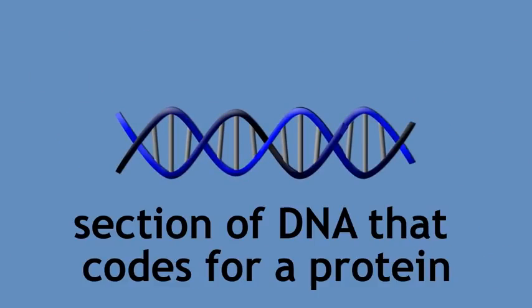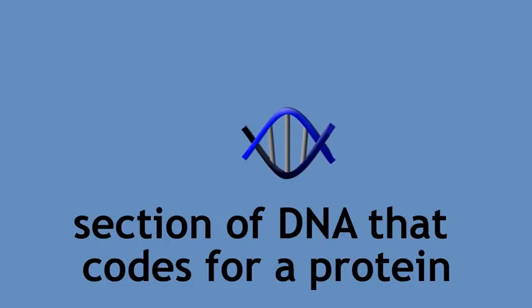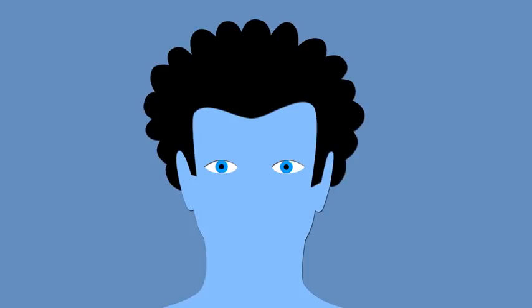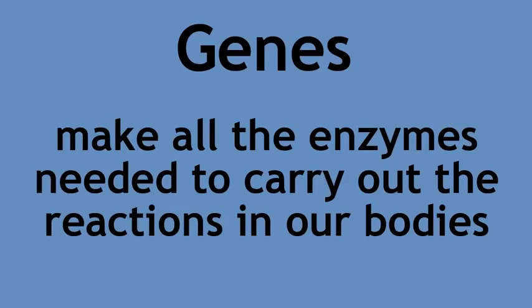A section of DNA that codes for a protein is known as a gene. Our genes determine whether we have brown or blue eyes, blonde or black hair, straight or curly hair, and even the smaller features such as your dimples and the shape of the hairline. Genes are necessary to make all the enzymes needed to carry out the reactions in our bodies.